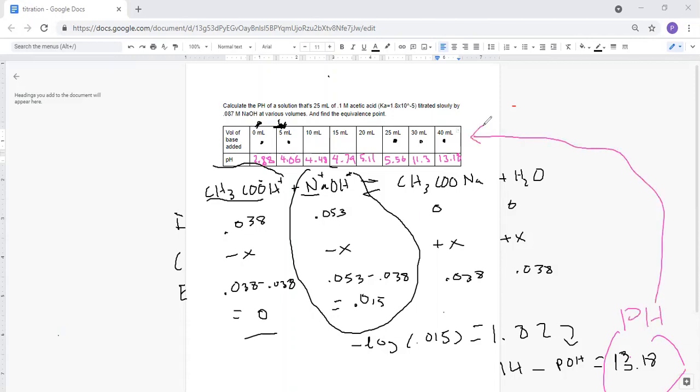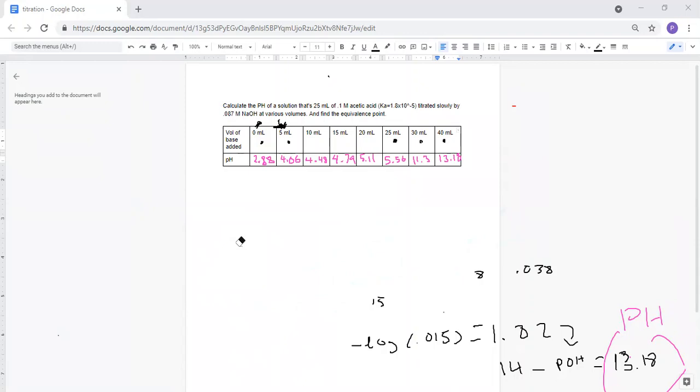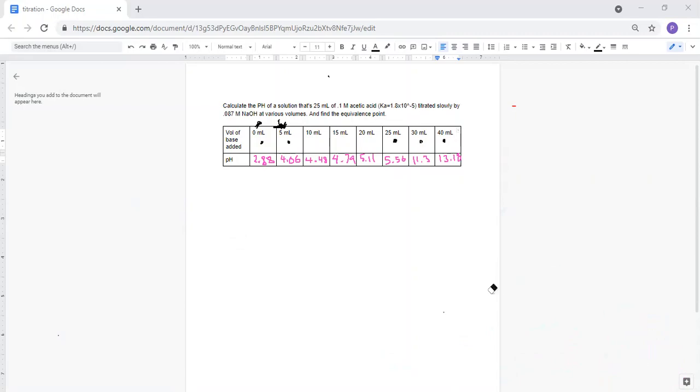for 40 mils. As you can see, past the equivalence point, we can just let go of that buffer equation. So let's try to find out what our equivalence point even was, because we knew we passed it once we had more base than acid. Let's find when we passed that point. When did we start getting more base? And there's an easy way to figure that out.